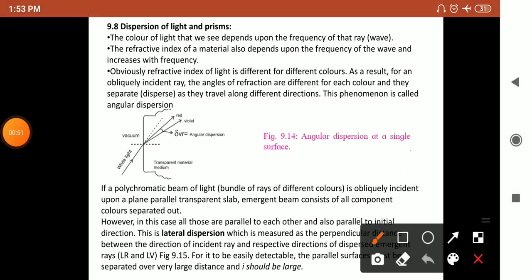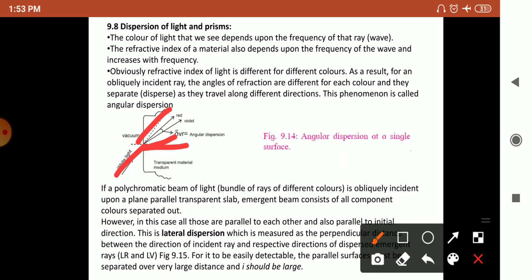Here, the refractive index is different for different colors. So when light is incident on a denser medium, the angles of refraction are different for each color and they separate as they travel along different directions. This phenomenon is known as angular dispersion. So according to these rays, it will give different angles. So that is angular dispersion.